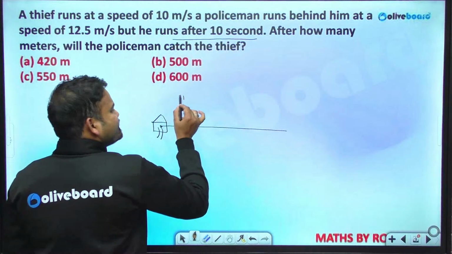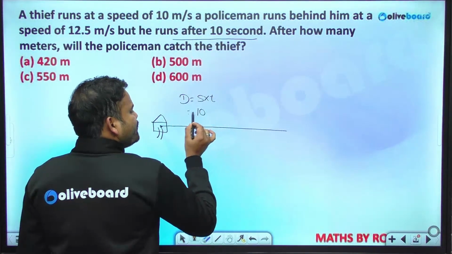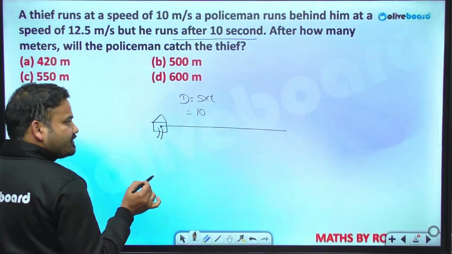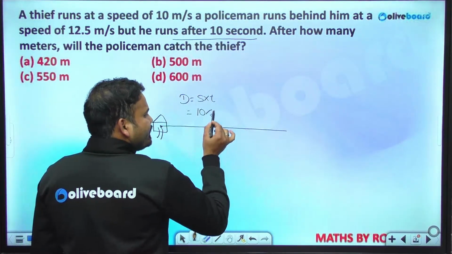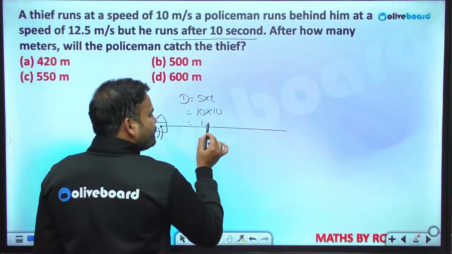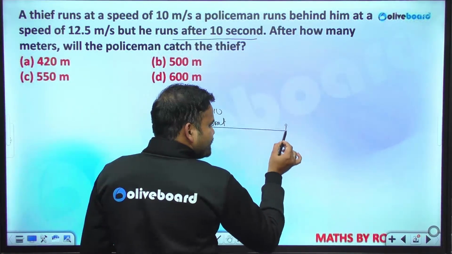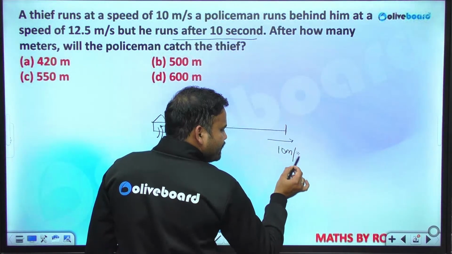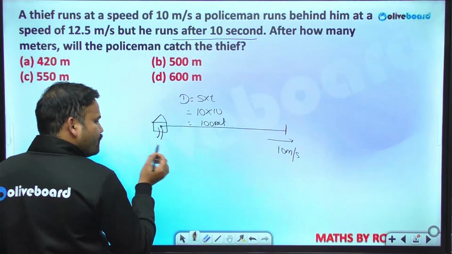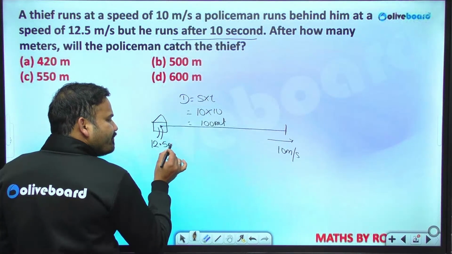That means in 10 seconds, he will be taking a lead of what? The speed of the thief is 10 meter per second. So in 10 seconds, he will be taking a lead of 100 meter. That means this particular thief has reached this point and he is still running at a speed of 10 meter per second. Now the owner of the car or the policeman starts at a speed of 12.5 meter per second.